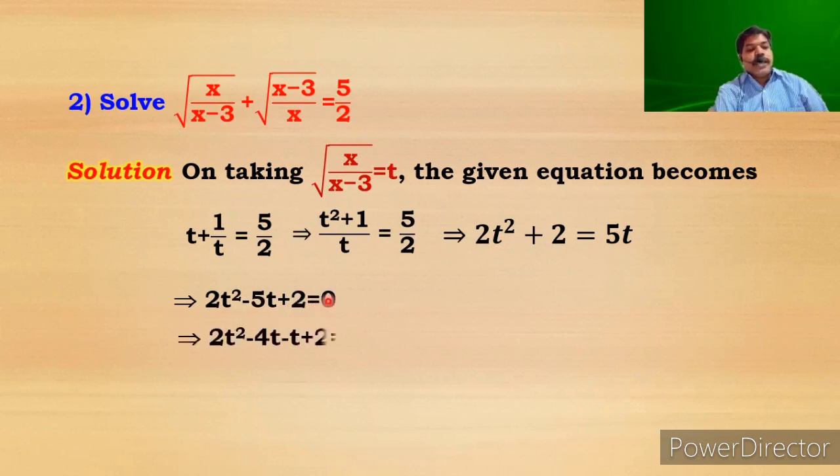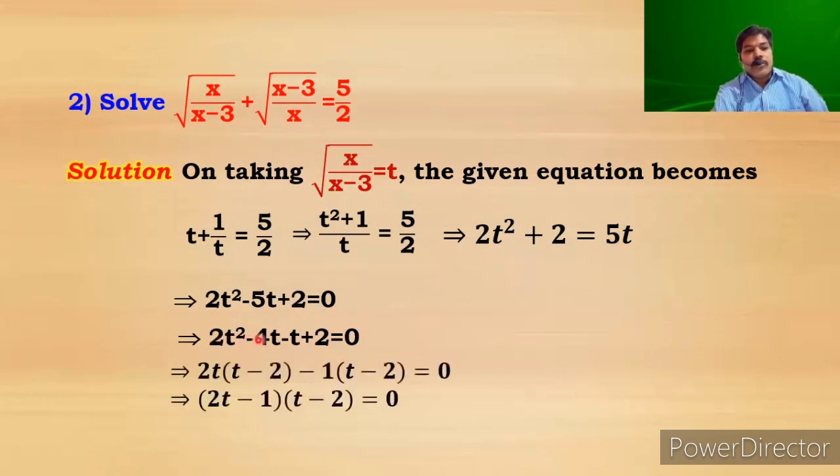Now factorize: take the −5t as −4t − t, + 2 = 0. In the first two terms, that is 2t² − 4t, so you can take 2t common, it will become (t − 2), and take −1 common from the last two, −1 into (t − 2) = 0. So (t − 2) is a common term. You can write it as (2t − 1)(t − 2) = 0.